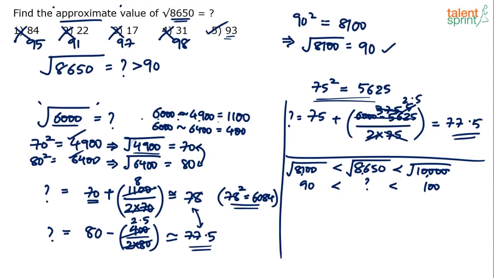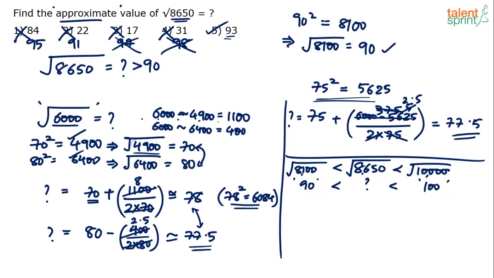So that way you can eliminate some options. Like for example, 97 is closer to 100. It's not closer to 90, right? Eliminated. 98 is also closer to 100. Are you getting the point? What we are trying to figure out is, will the answer be closer to 90 or 100? We have understood that the answer will be closer to 90 because the given value is closer to 8100.